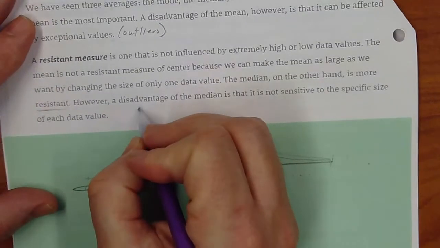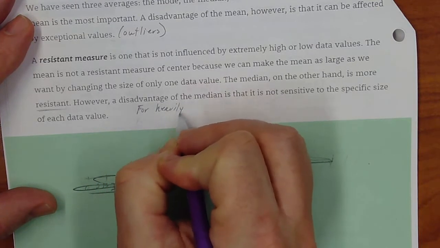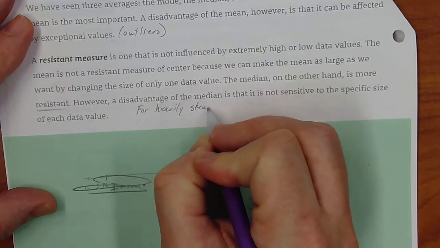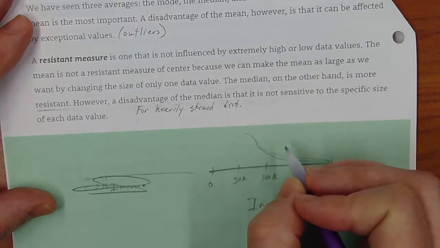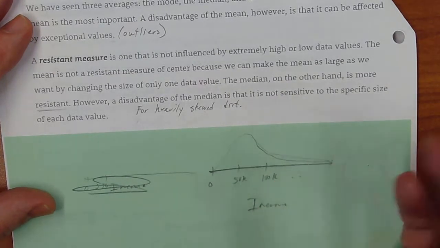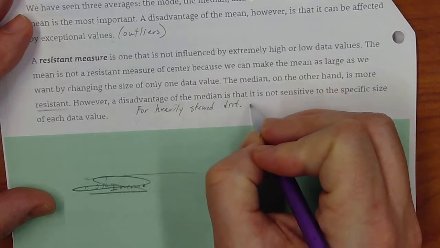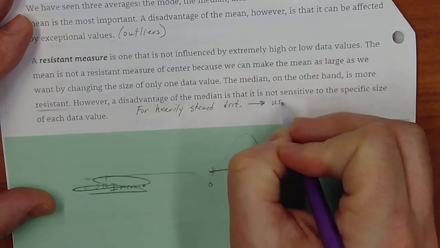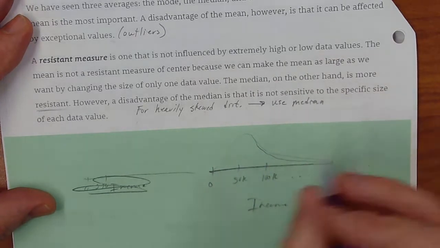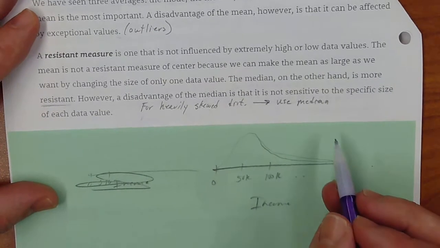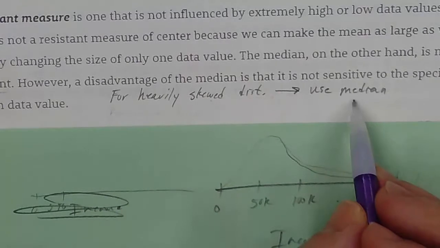Okay, so I want to add this here. So for heavily skewed distributions, which also includes big outliers, right? I think we understand that. We like to use median for our measure of central tendency to describe the distribution. It's the best measure of central tendency when we have heavily skewed distributions.